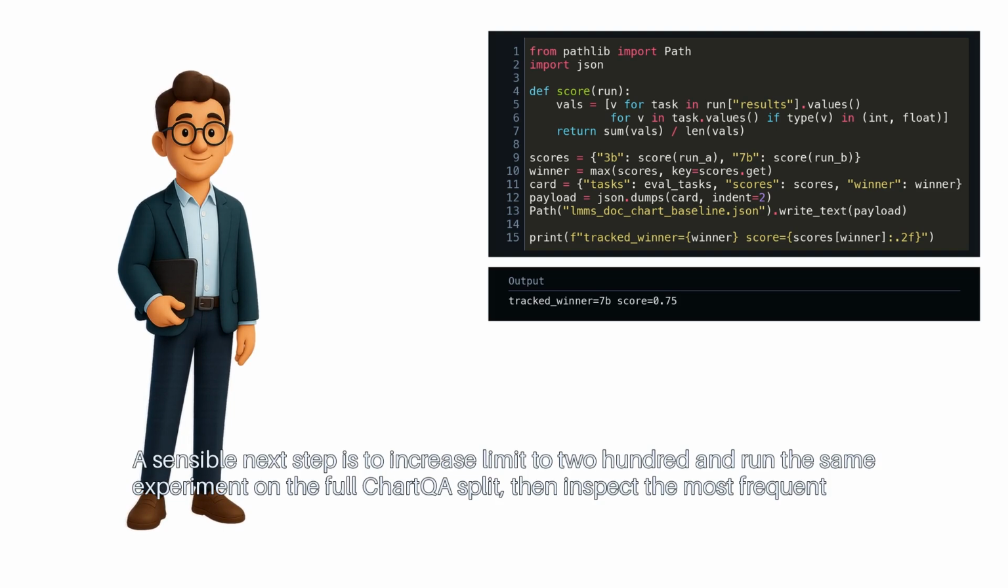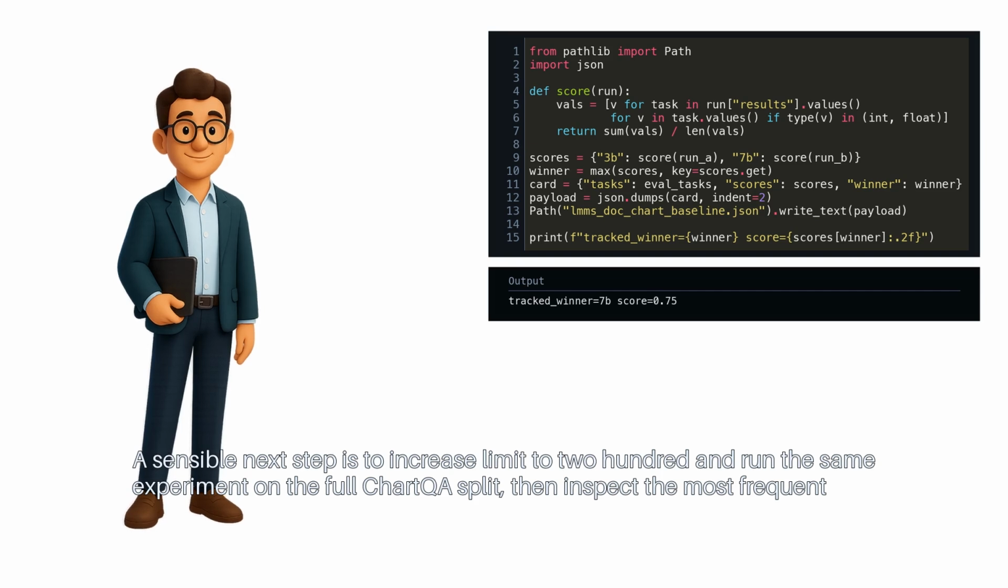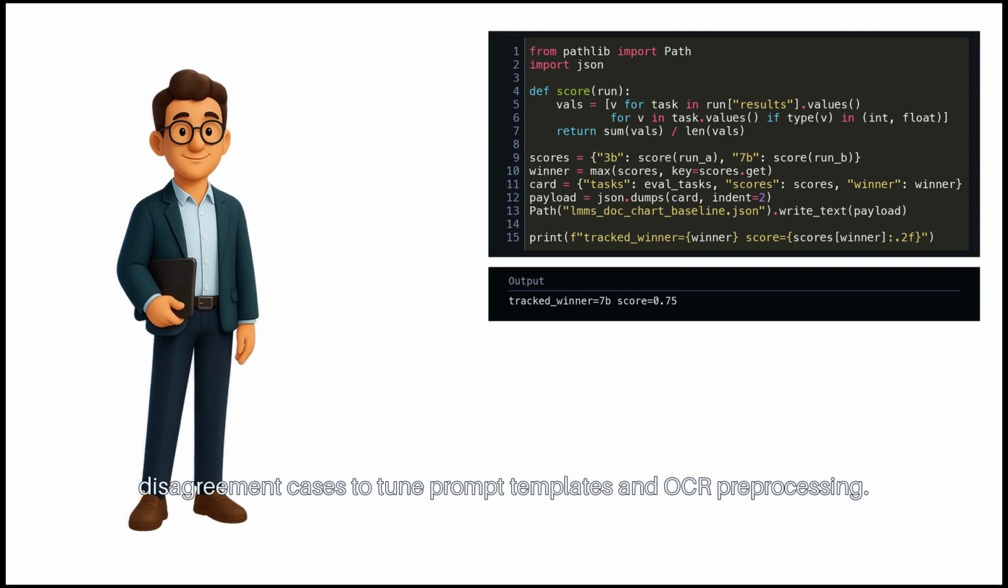A sensible next step is to increase limit to 200 and run the same experiment on the full ChartQA split. Then inspect the most frequent disagreement cases to tune prompt templates and OCR pre-processing.